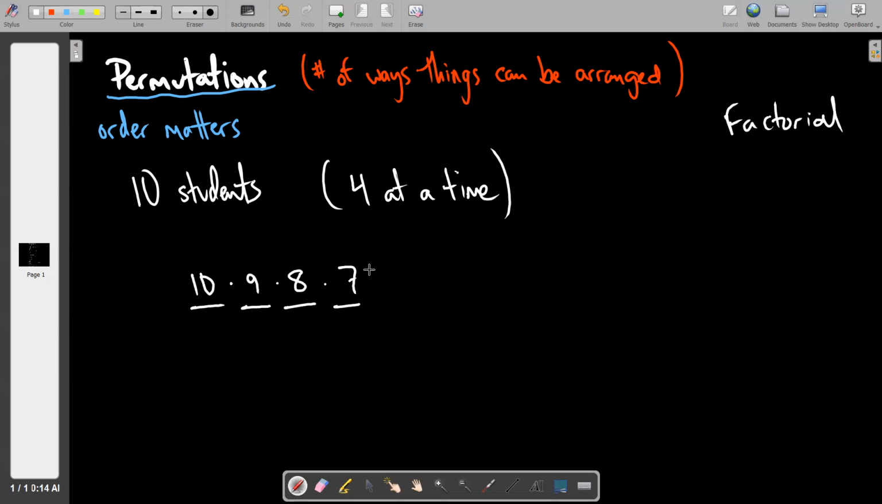Yes, there is. So if I had 10 people and I wanted to arrange them 4 at a time, I always had the option to draw a picture like this and then work it out. 10 times 9 is 90. 90 times 8 is 720. And 720 times 7 is 5,040. So there are 5,040 ways to arrange 4 people picked from a group of 10 for a photograph. Got that? I'm going to show you a formula now.